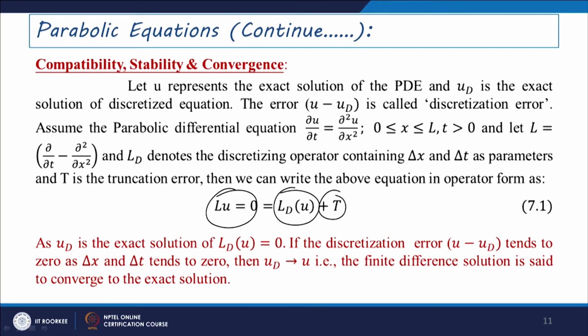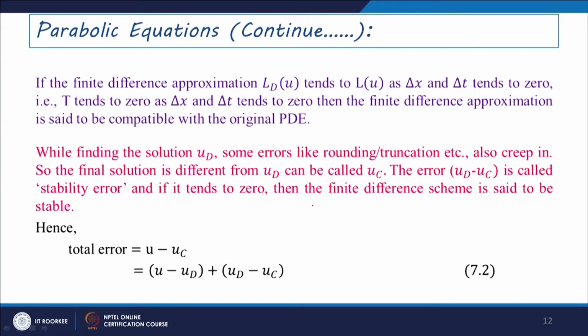Especially we can say that if UD is the exact solution of LD U equals 0, and if the discretization error u minus UD tends to 0 as del x and del t tend to 0, then UD is approaching u, that is, the finite difference solution is said to converge to the exact solution. If the finite difference approximation LD U tends to LU, that is, T tends to 0 as del x and del t tend to 0, then the finite difference approximation is said to be compatible with the original ordinary differential equation or partial differential equation.